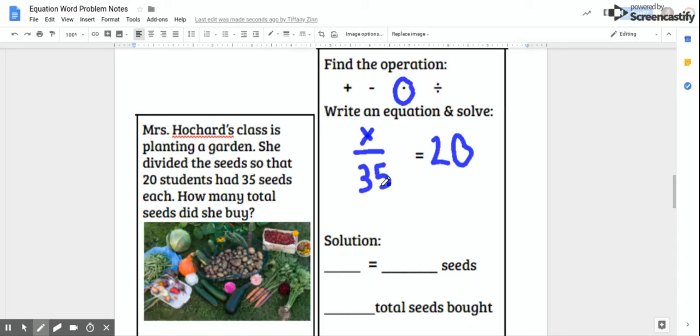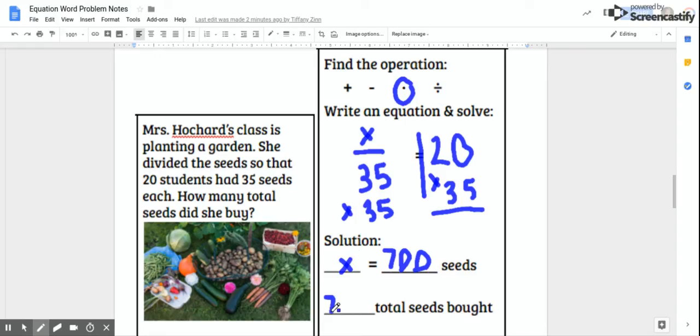So now to solve this, we multiply. Draw your line through the equal sign. The inverse of dividing by 35 is to multiply by 35. And 20 times 35 is, hang on. Well, 35 times 2 is 70. So add that additional 0 on, and you have 700 seeds. I just used an x, so x equals 700 seeds, and that means there were 700 total seeds bought.